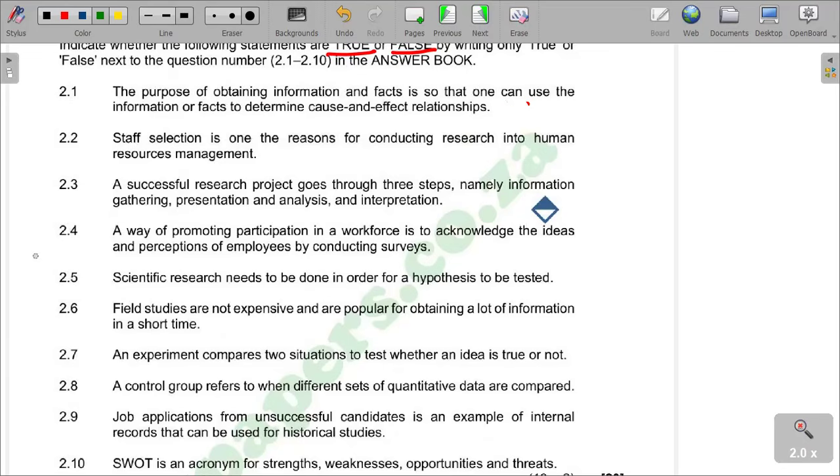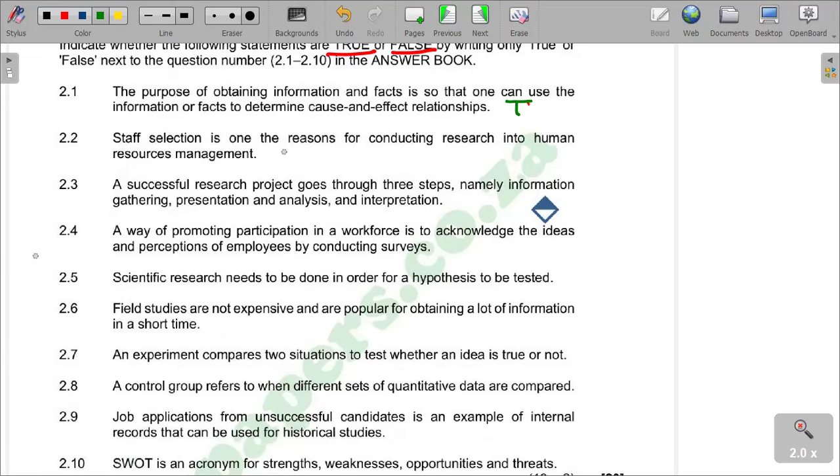That's a true statement. The purpose of obtaining information and facts is just so that we can use that information or effects to determine the cause and the effects, right? Let's go to 2.2. Staff selection is one of these reasons for conducting research into human resources management.